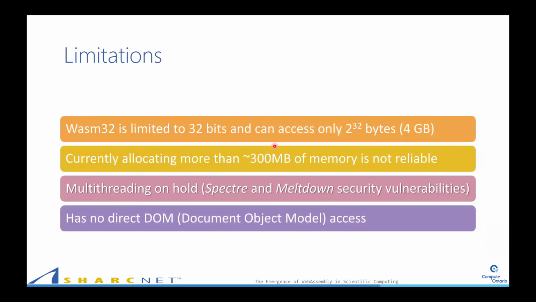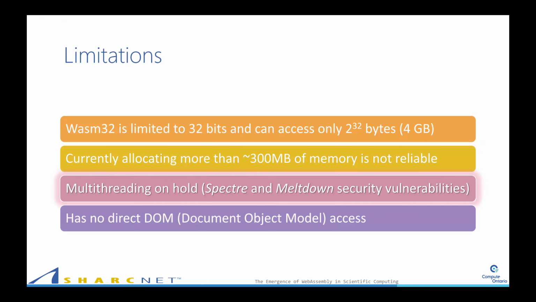Like any other emerging technology, the current implementation of Wasm has some limitations as well. For example, Wasm32 is limited to 32 bits and can access only 4 gigabytes of memory. Wasm64 is supported by some compilers, but most browsers currently don't support it. Also, allocating more than 300 megabytes of memory is not reliable on most browsers.